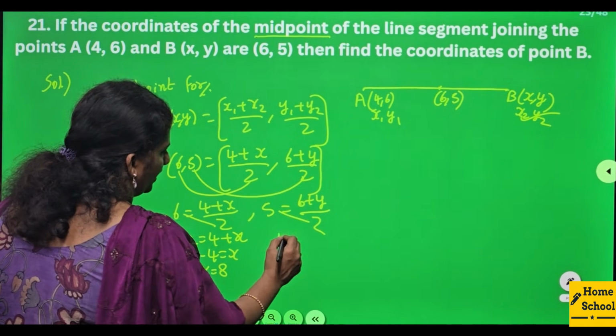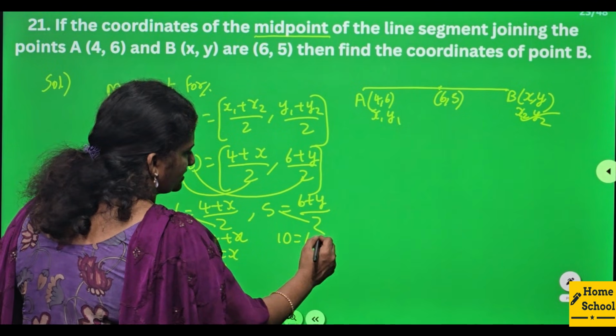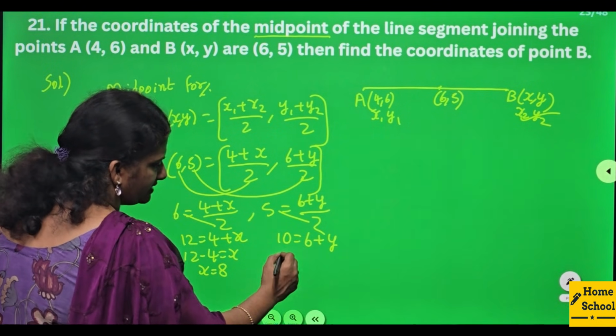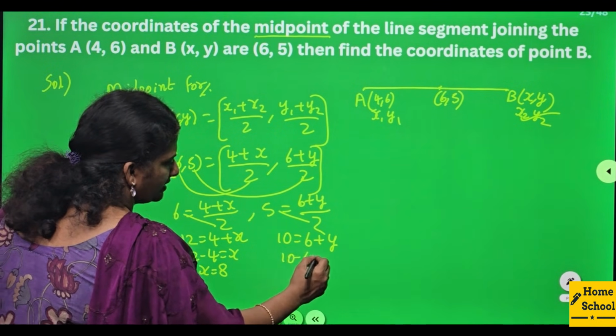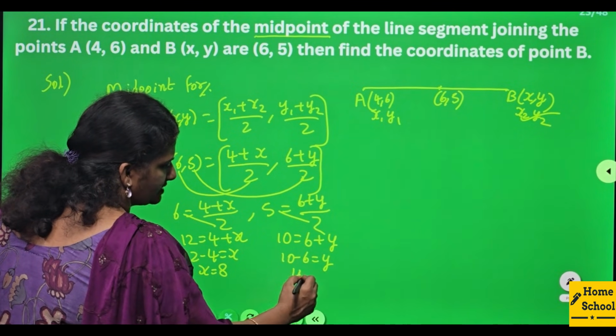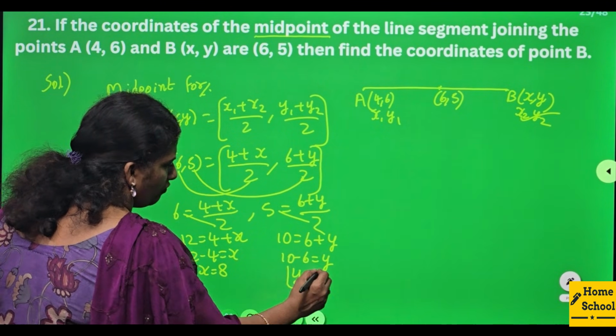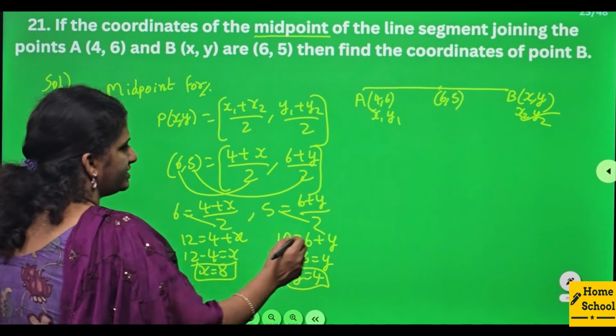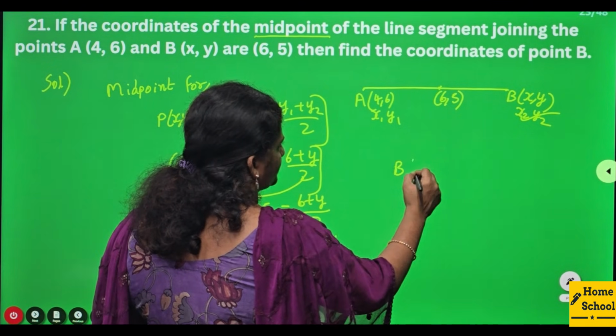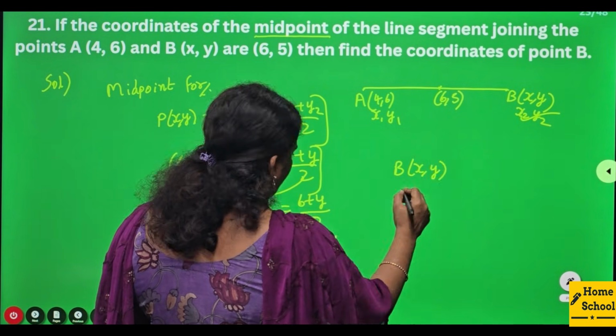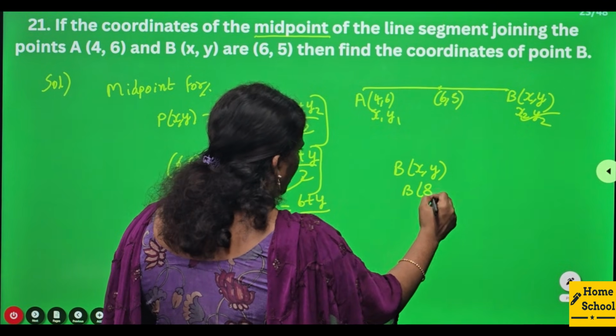5 2s are 10. 10 is equal to 6 plus y. 6 brought to this side, 10 minus 6 is equal to y. y is equal to 10 minus 6, which is 4. So what is the point B(x, y)? B(x, y) is (8, 4).